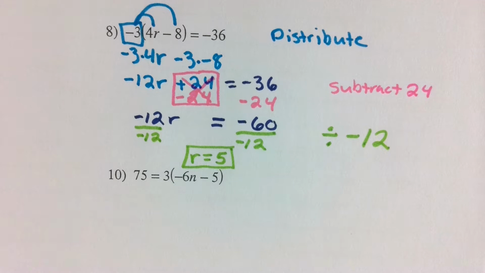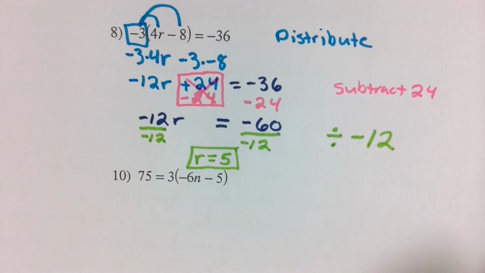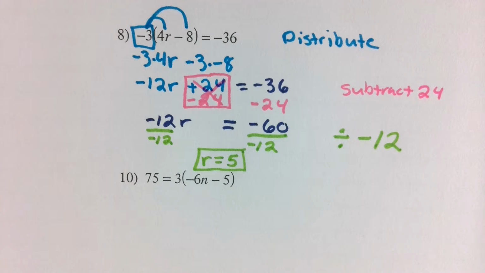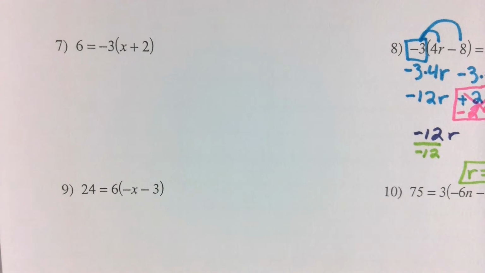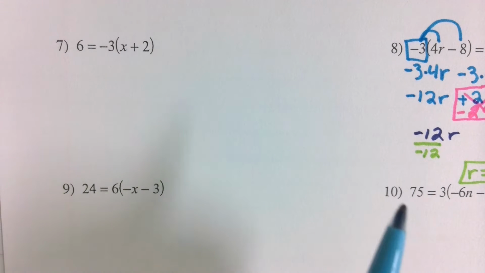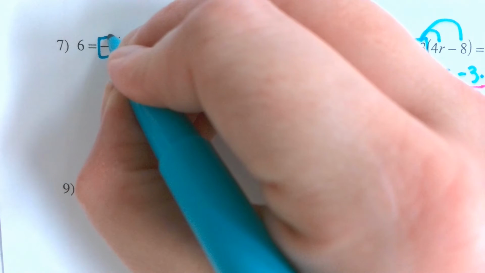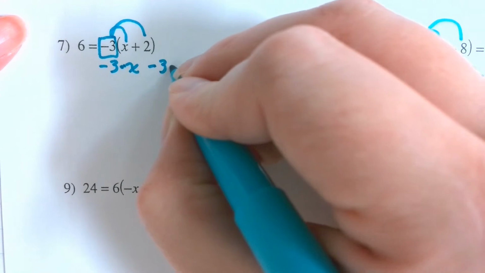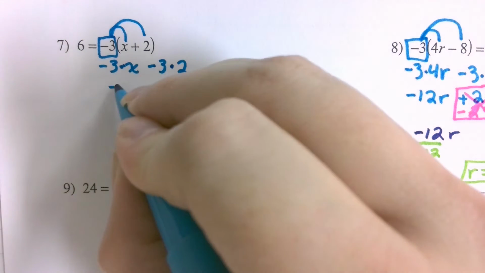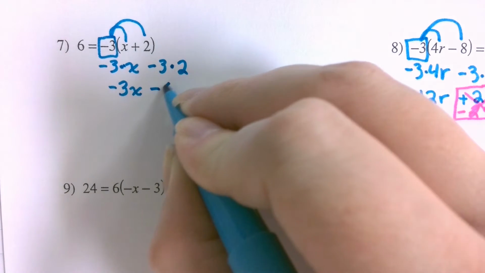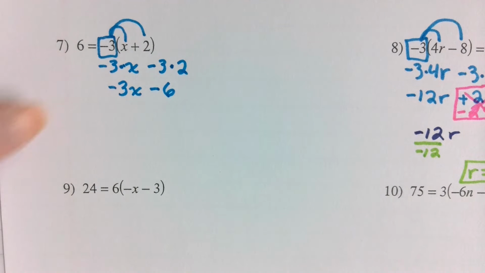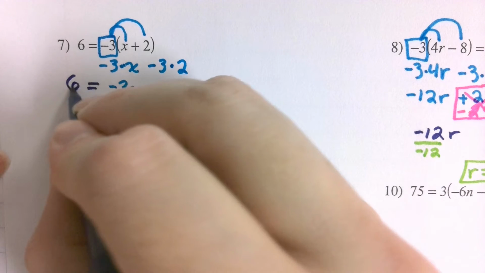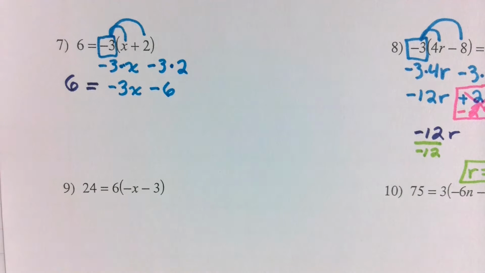Let's go ahead and look at problem number 7 as well. For problem number 7, do we have distributive property? Yes. That -3 can be distributed to the x and to the 2. So -3 times x and -3 times 2. -3 times x is a -3x, and -3 times 2 is a -6. So we get -3x minus 6. On the other side, we still have a 6. So it's 6 equals -3x minus 6.